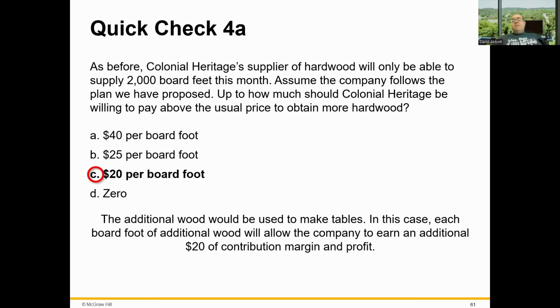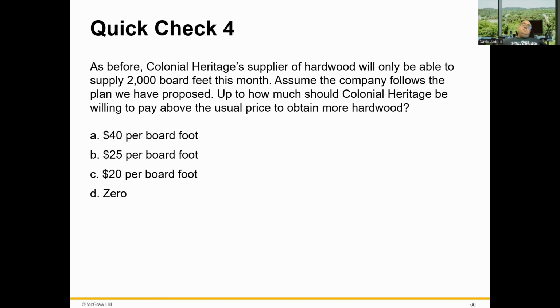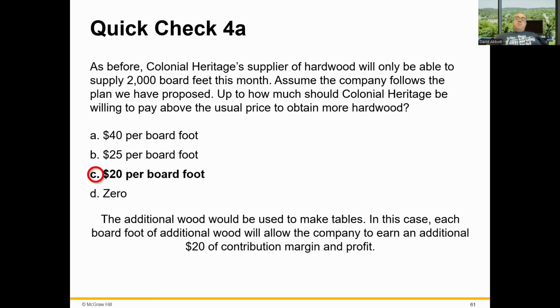In this case, each board foot of additional wood would allow the company to earn an additional $20 of contribution margin and profit.